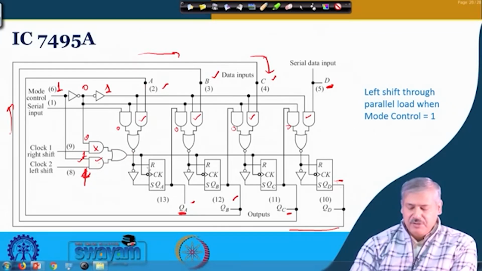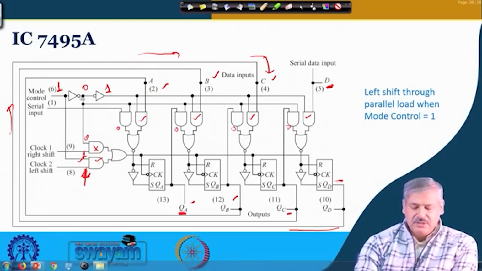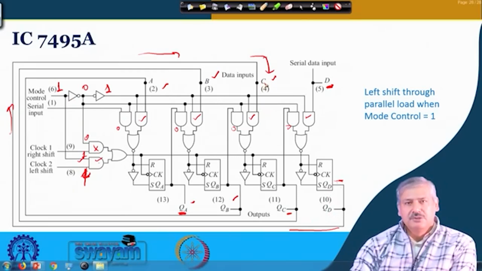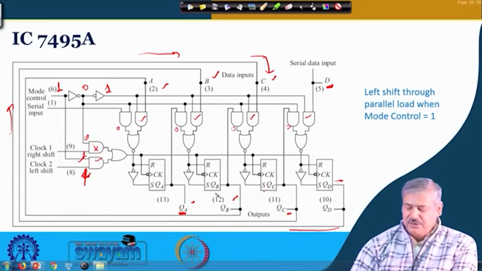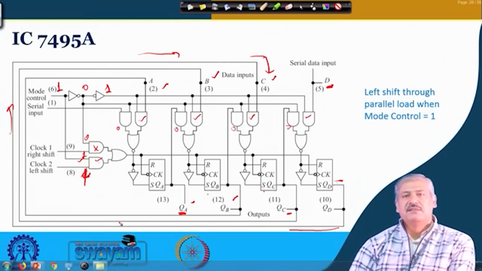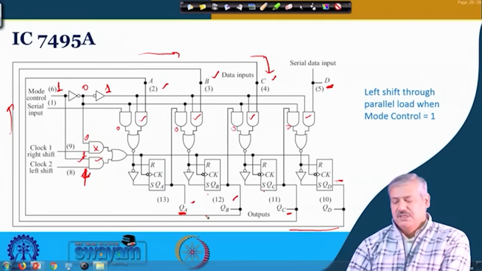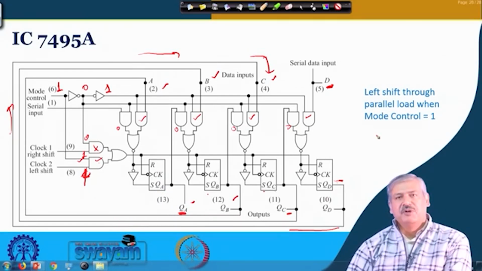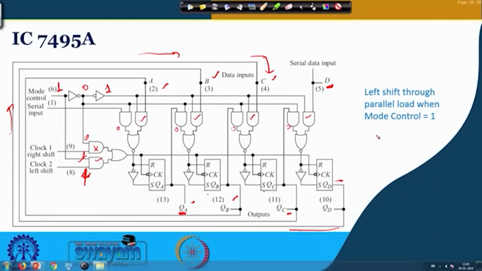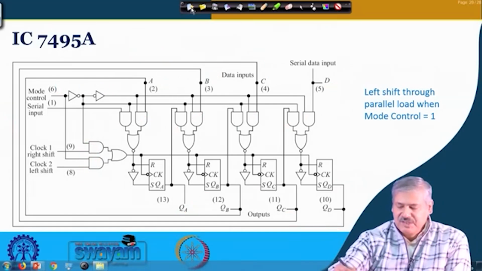So, at that time you are having your QD getting loaded through C, to flip flop C. QC is getting loaded through B to flip flop B, and QB to flip flop A, and QA is available as the final output, okay. So, this is the way the left shift operation takes place, okay. It is not built in, but it works in that manner, okay.